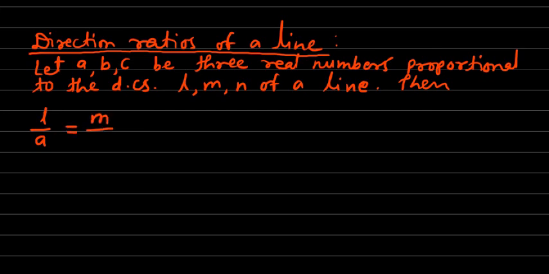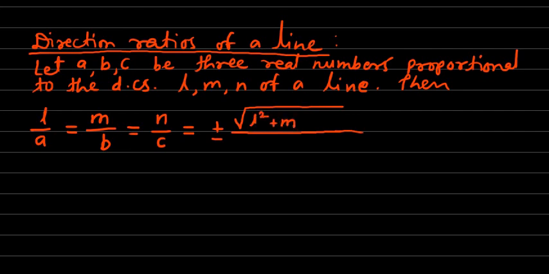Why is it so? Because they are in proportion. L upon A is equal to M upon B is equal to N upon C, and this is equal to, taking the square root of the sum of the squares, plus or minus, since we are taking the square root, we have to take the plus minus sign, the square root of L square plus M square plus N square, divided by the square root of A square plus B square plus C square.